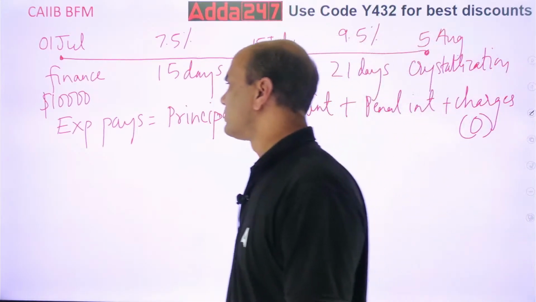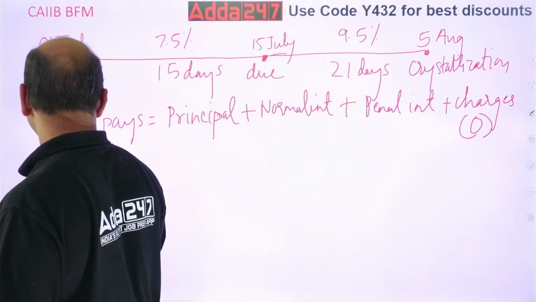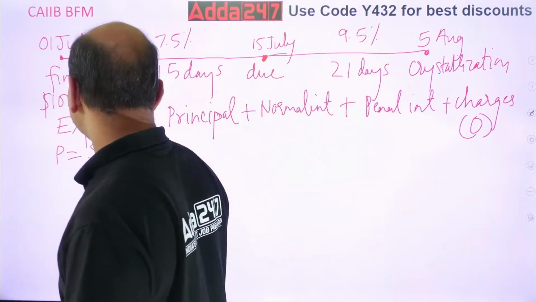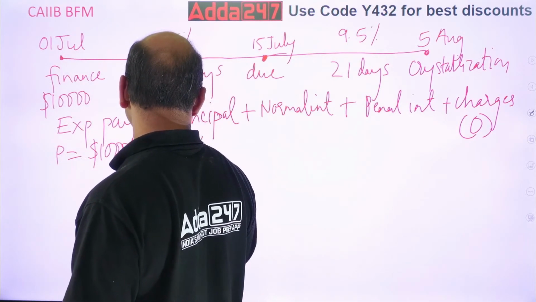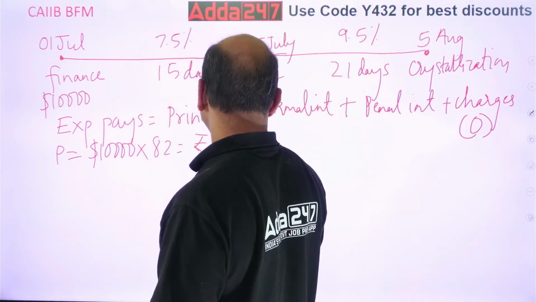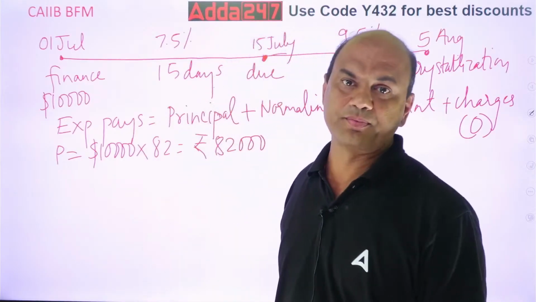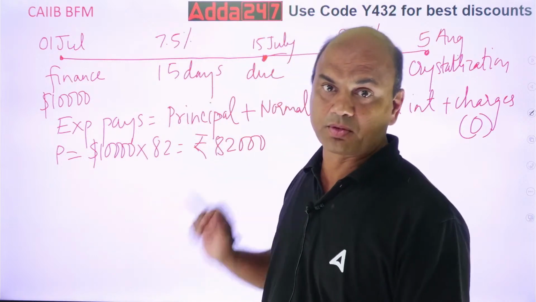Principal: what is the principal amount? P equals $10,000 into the rate we have fixed just now, 82. So 82,000 rupees. The customer will be paying me 82,000 as the principal amount.